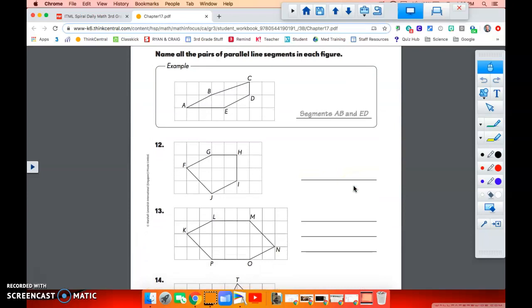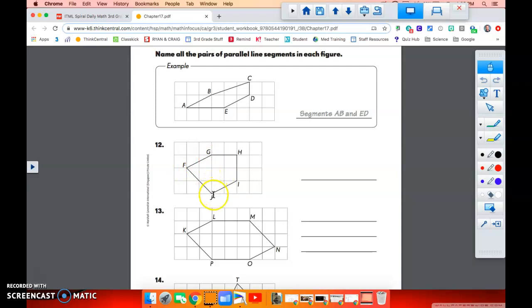Okay, so let's look at the next set now, number 12. We're going to name the parallel line segments. So when I'm going through here, I know right away GH and HI are not going to happen, right? But I can pick one out that I almost know is certainly going to be an answer. And what I do is I'm going to count on this one. I'm going to start at the F and I'm going to go to the G, okay? And I see it's over 2, up 1, and I'm going to be right there on that intersection point.